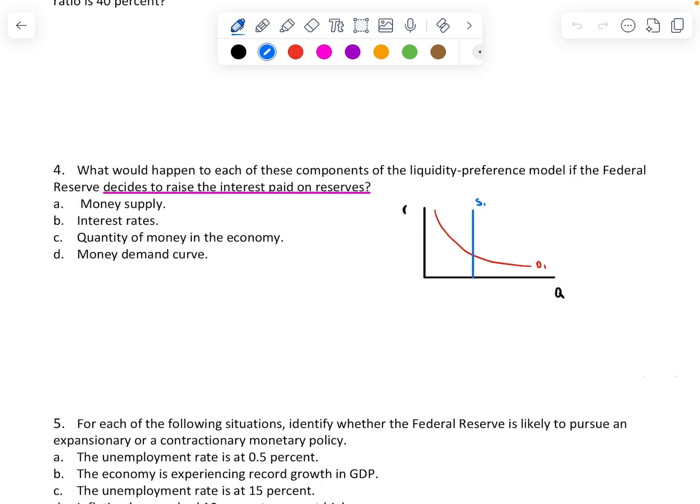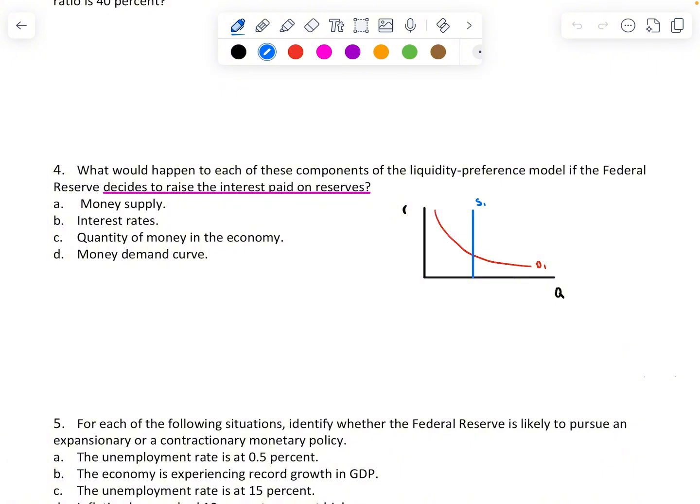So let's take a look at an example problem that encompasses a lot of the things we've talked about with the liquidity preference model. In this question, the Federal Reserve decides to raise the interest paid on reserves. First of all, we need to figure out what that's going to affect. We know that the Federal Reserve controls the supply of money, so this is going to affect the supply, right?